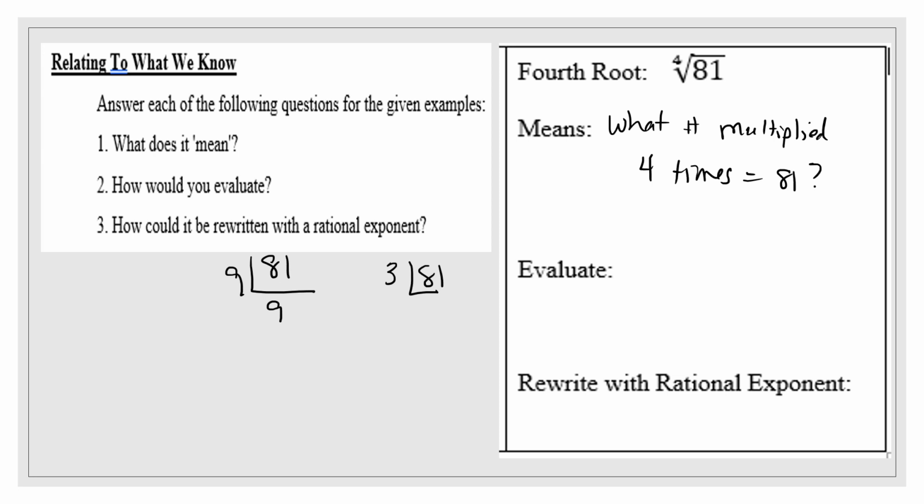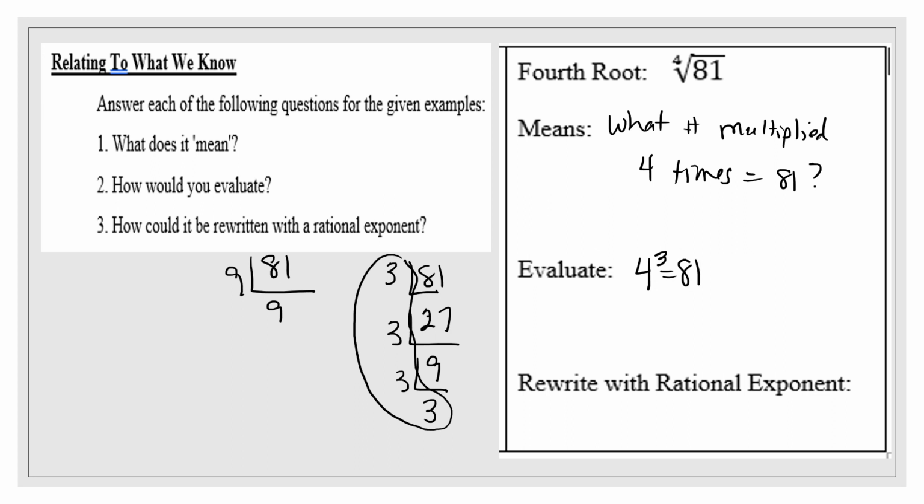81 divided by 3 gives me 27. 27 is divisible by 3, which gives me 9. And 9 is divisible by 3, which gives me 3. Okay, so I have one group of 4 3s. So 4 to the third equals 81. Or excuse me, I wrote that backwards. So sorry. It's 3 to the 4th power.